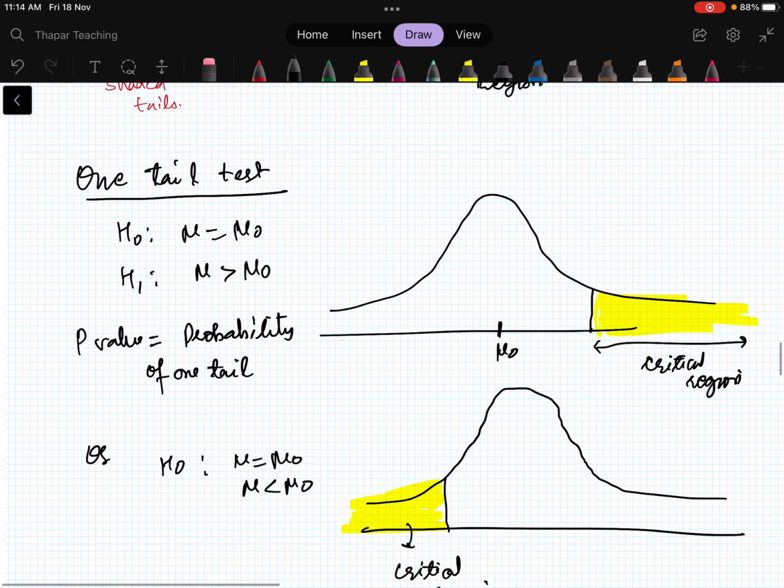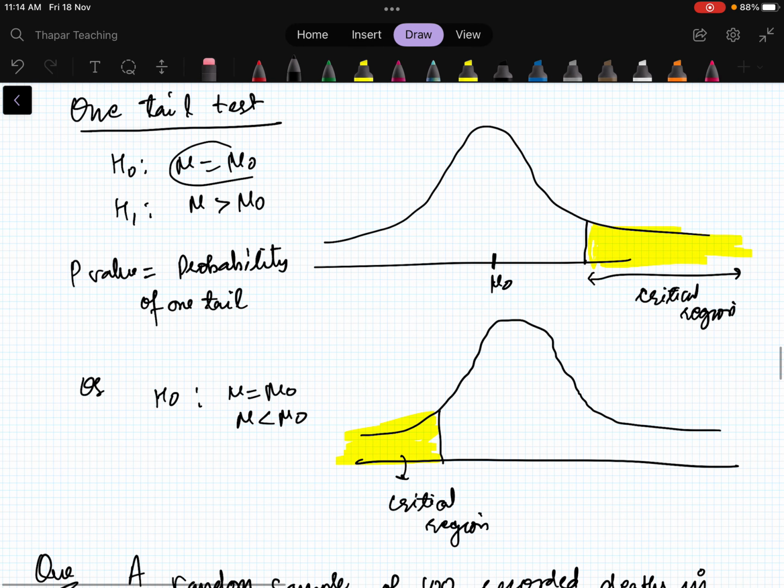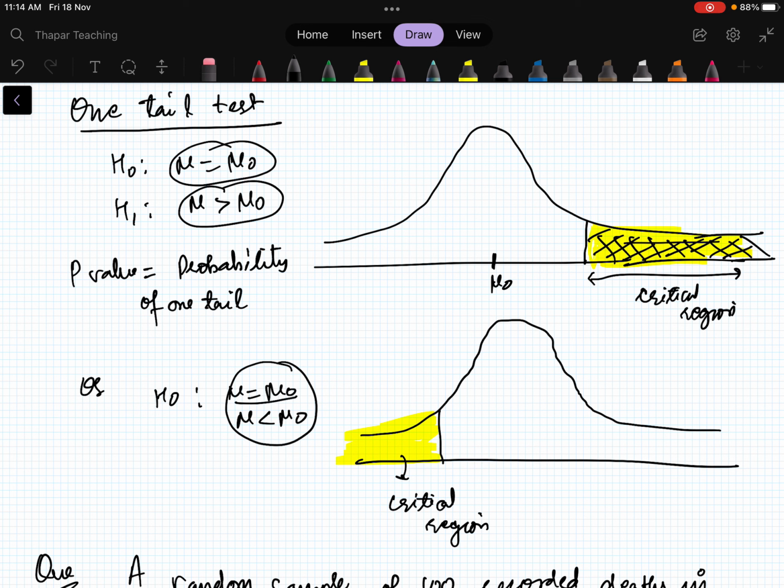Suppose our null hypothesis is mu is equal to mu naught, and the alternative is mu greater than mu naught. In that case, this is your critical region, because when you have a value greater than mu naught, this is your critical region. There will be a significance level alpha. So this is a one-tail test. Similarly, you can also have a situation where mu is equal to mu naught is your null hypothesis, and your alternative hypothesis is mu less than mu naught. In that case, this is your critical region. So your p value is again the probability of one tail here. In these situations, we call it a one-tail test.